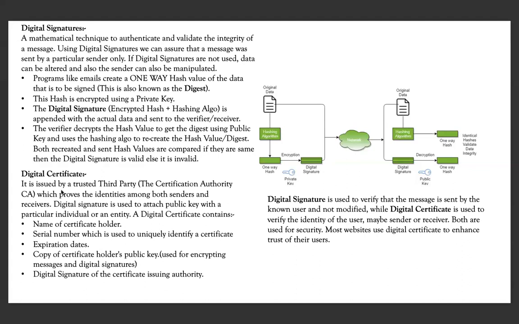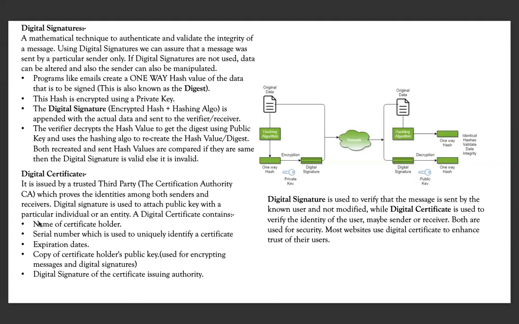Another method is known as digital certificates. Now, this is something different. A digital certificate is issued by a trusted third party. Usually this is the certification authority, or the CA, which proves the identities among users, both senders and receivers. A digital certificate is used to attach a public key to a particular individual or entity.